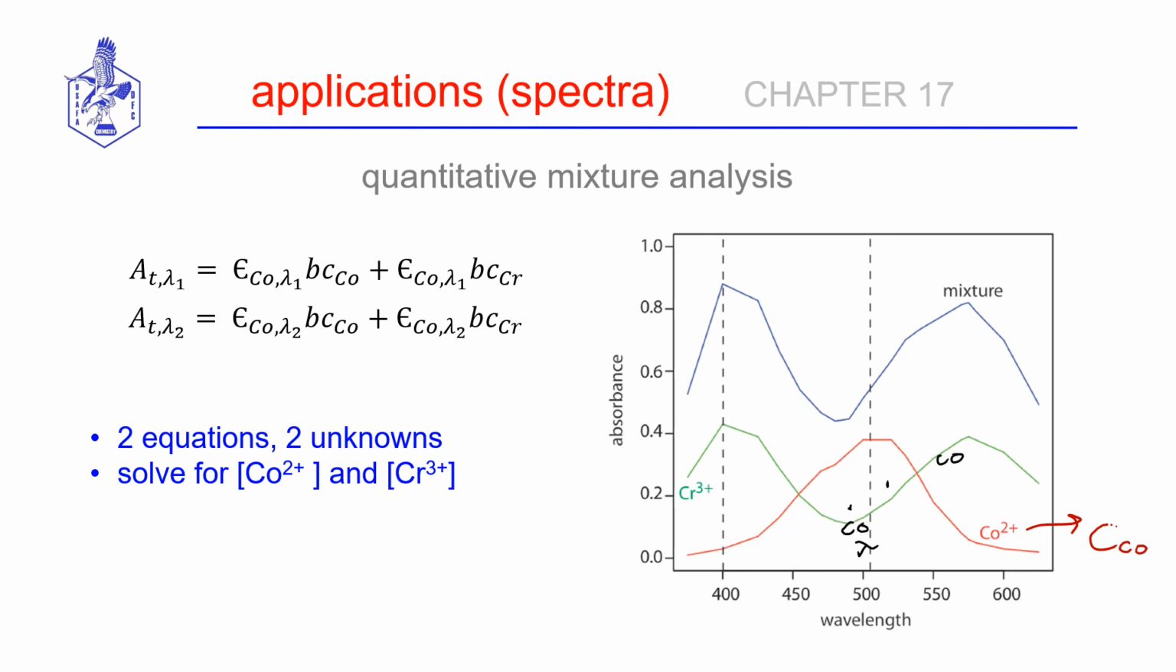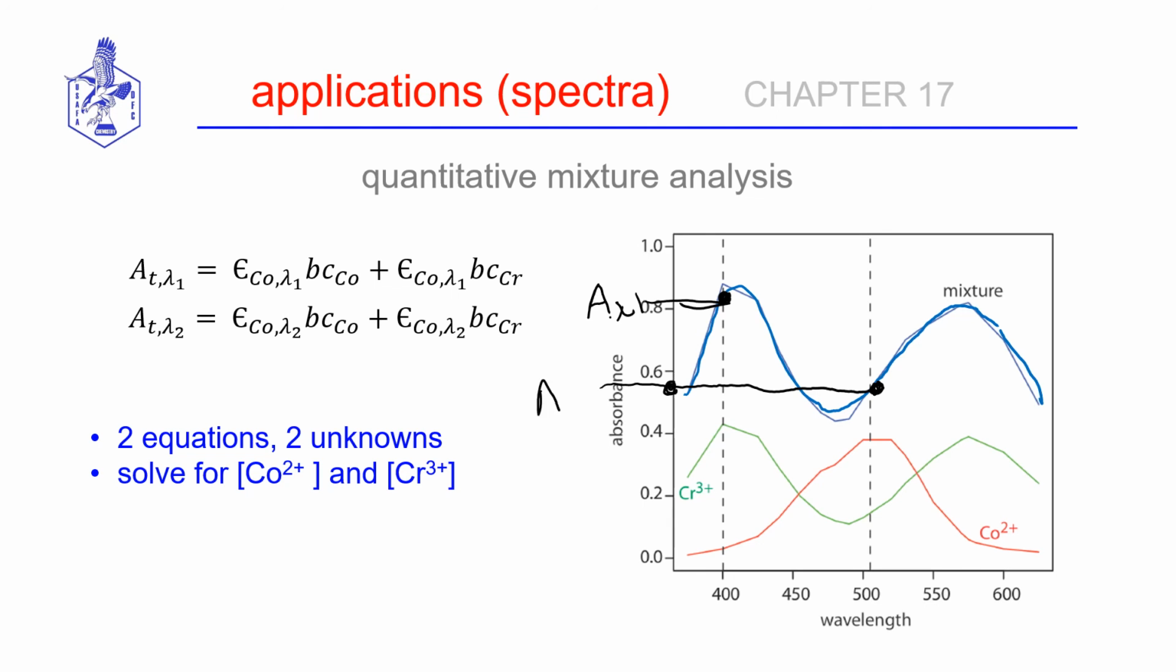The next step, we are going to collect a spectrum for a mixture of these two ions, but I do not know the concentration. The result is this spectrum up here. So what I do is I pick two wavelengths that aren't exactly at the maximum of either, but are kind of halfway in between. I'm going to pick these two wavelengths, and I'm going to measure the absorbance. So this is the absorbance at lambda 1, and this is the absorbance at lambda 2.